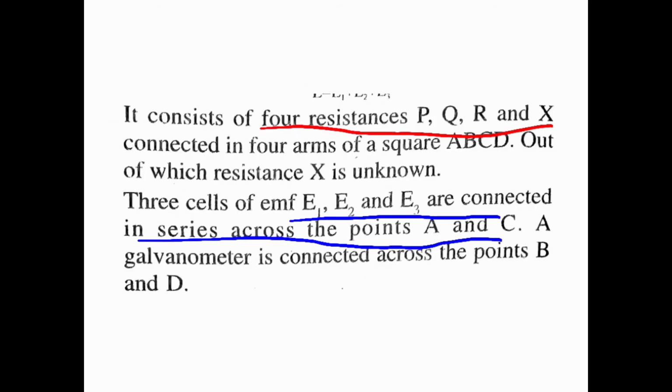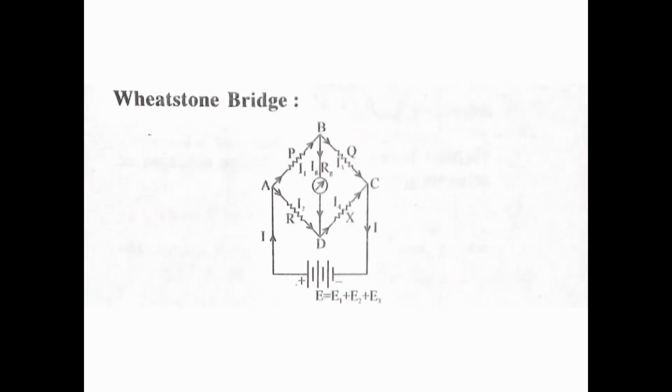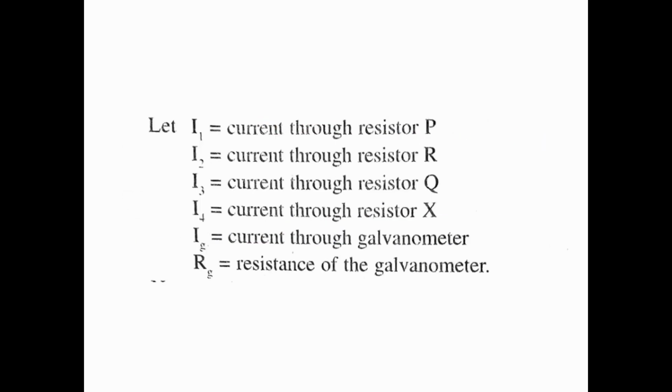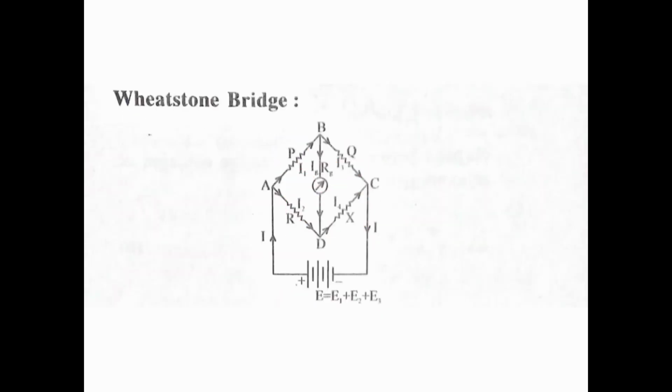Next, these are the conditions. I1 is the current passing through resistor P. I2 is passing through R. I3 passing through Q. I4 passing through X. Ig passing through the galvanometer. These are the currents I have already told you. And Rg is the resistance of the galvanometer.